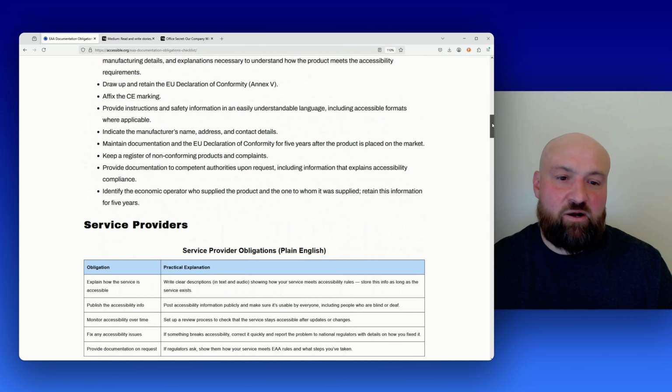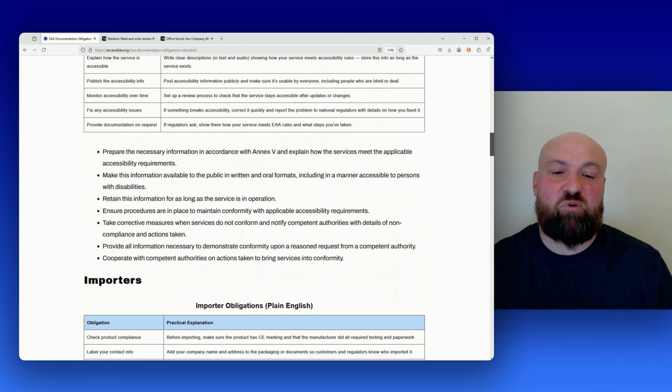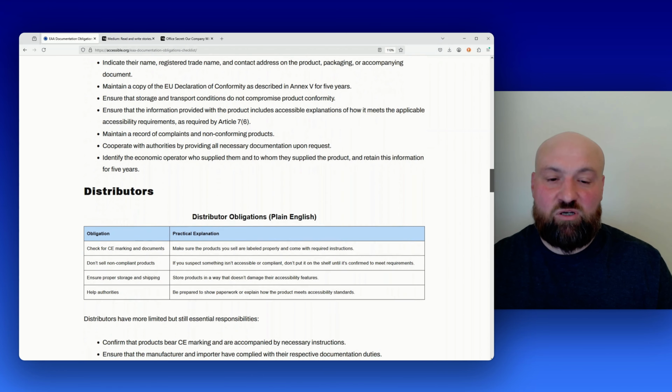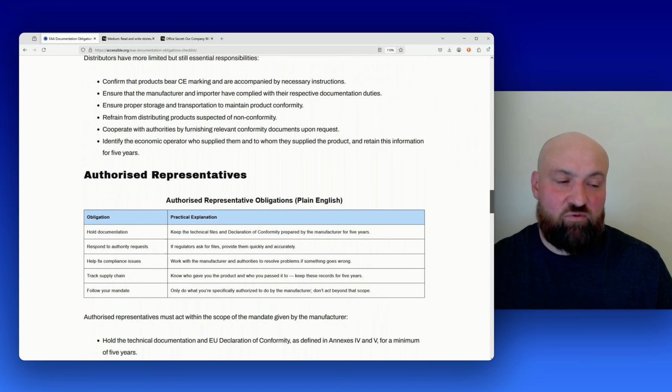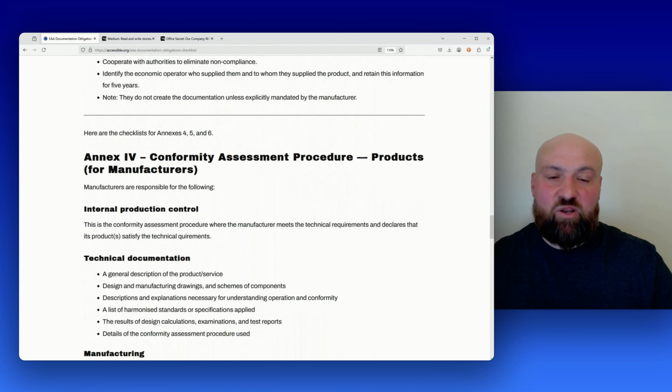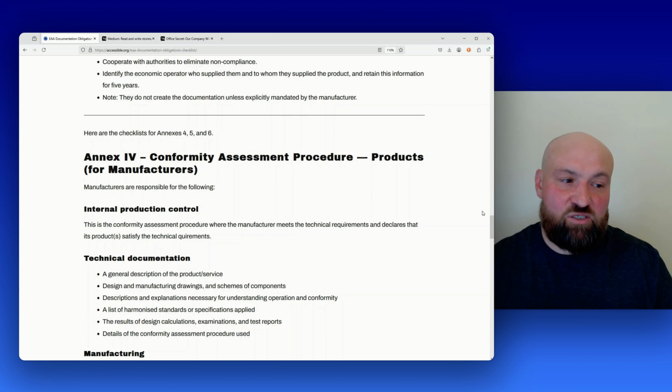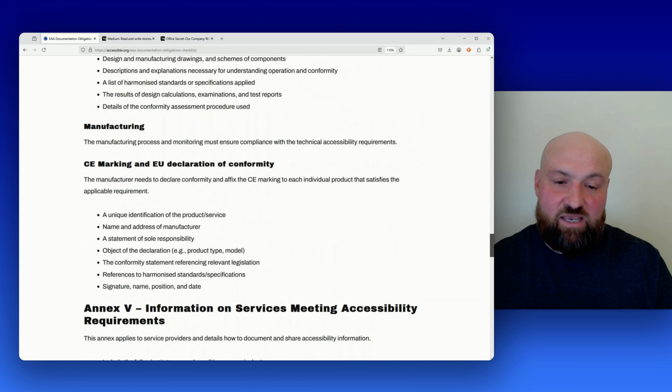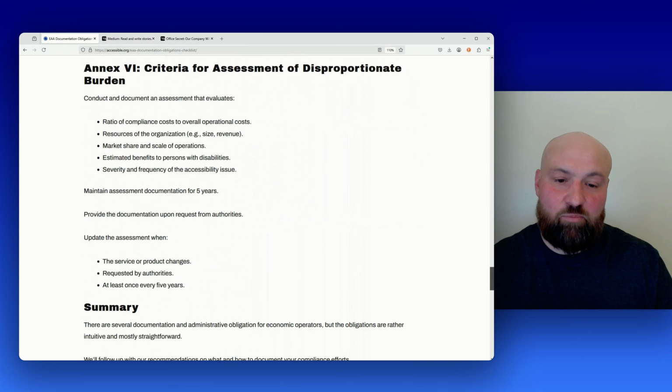And then continuing on down, we have the same format for service providers, importers, and distributors. And I even have a table for authorized representatives. Now, looking further, there are a few more items on the administrative side in the annexes. The annexes do contain the technical requirements, but when we look at annexes 4, 5, and 6, there are some more administrative aspects of compliance, and so I've also added these in bullet points to this blog post.